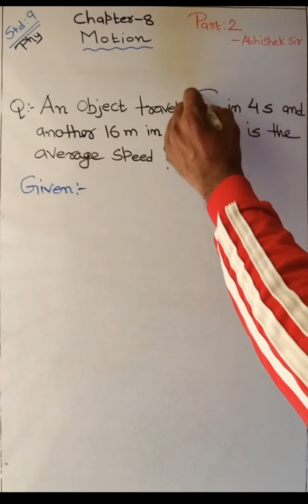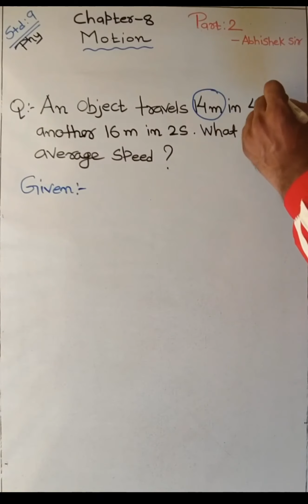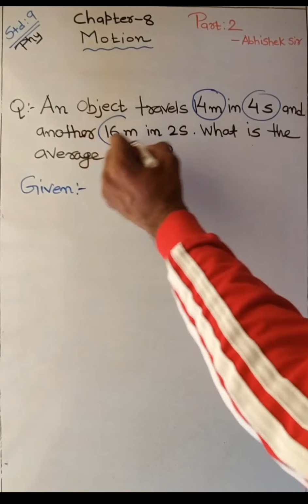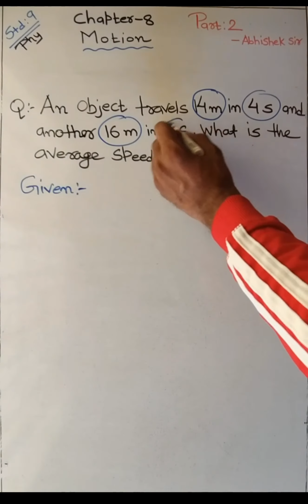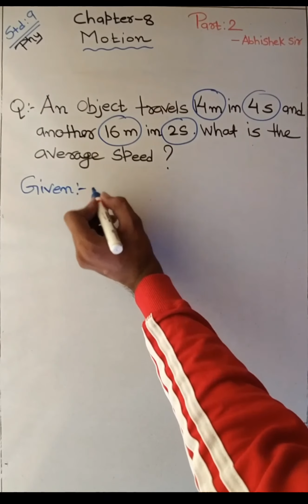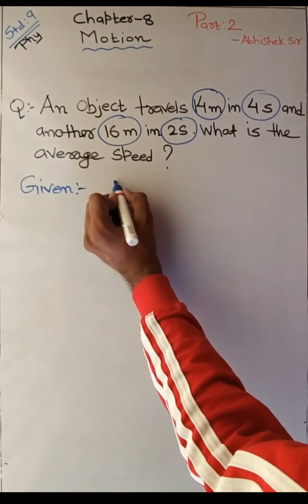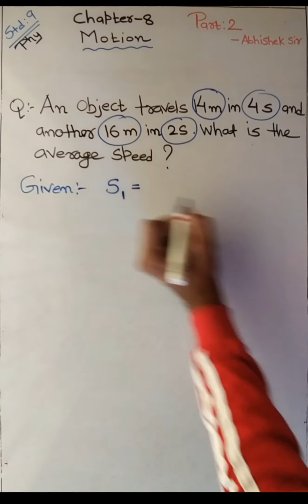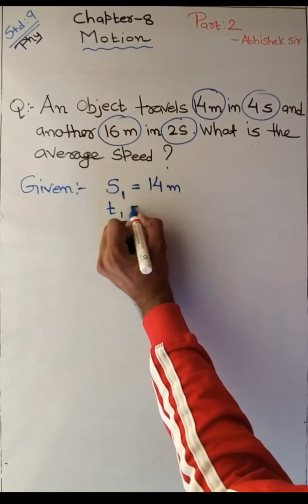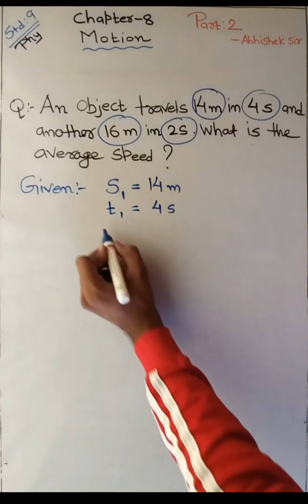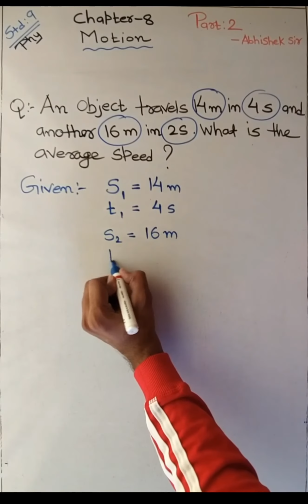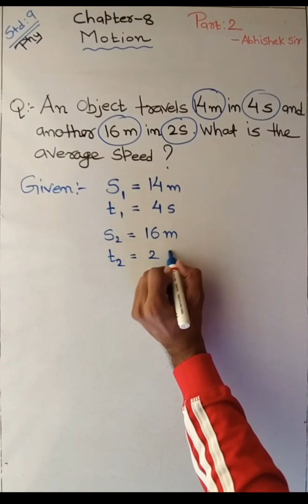So first is 14 meter, that is distance, 4 second, that is the time. Another 16 meter is second distance, and this one is second time. So let us name the distances so that we will be calculating that very easily. Right now I am putting first distance as S1, that is 14 meter. First time as T1, that is 4 seconds. Same way we have S2, second 16 meter, and then T2, that is 2 seconds.